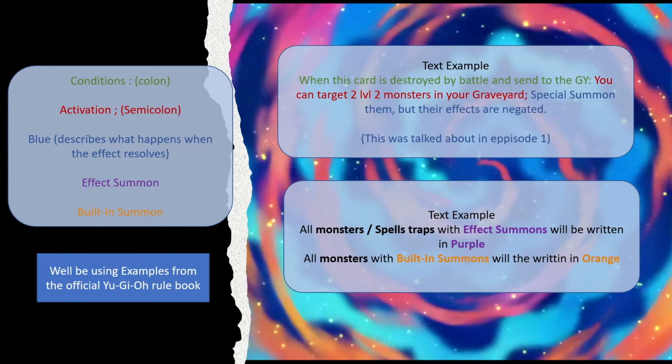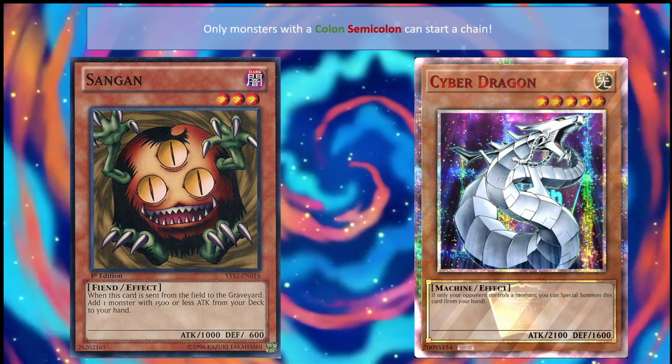So before we jump in, we have to understand the difference between the two separate monsters. So we've got Sangon, which was taken from the last video. He has a colon and a semicolon, meaning that he can start a chain. And we have Cyber Dragon, who doesn't contain a colon or a semicolon, so he cannot start a chain. Now before any of this gets confusing, I'll explain what the difference means.